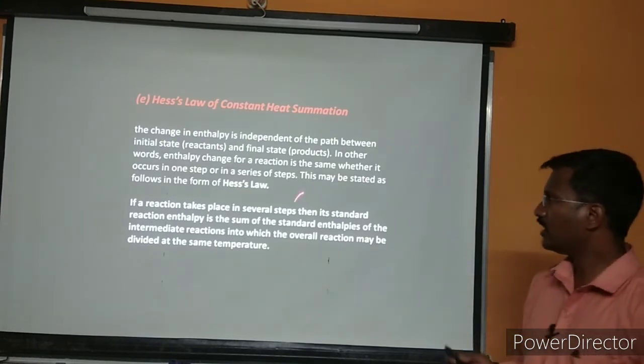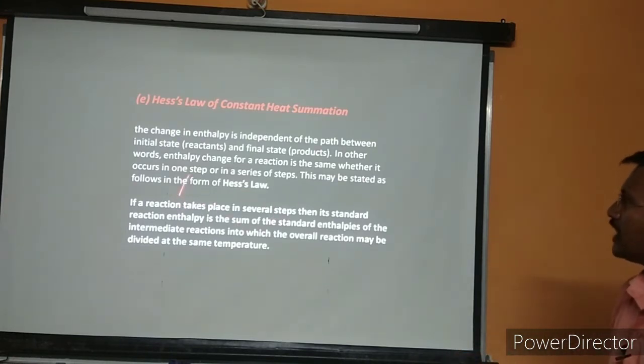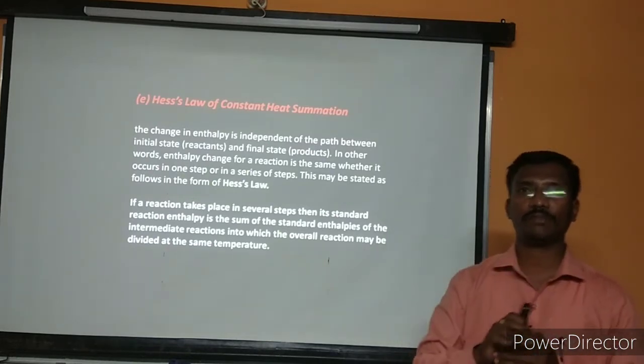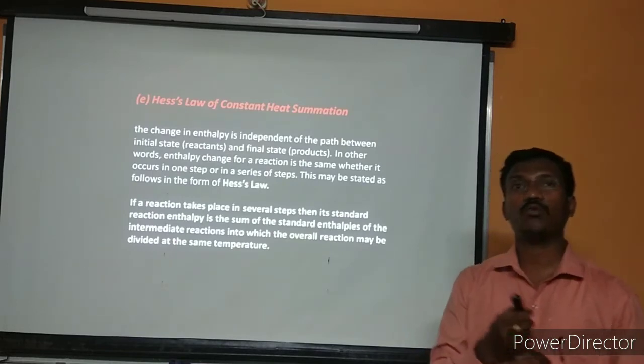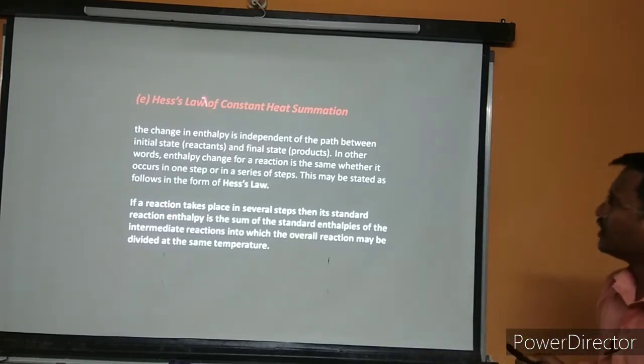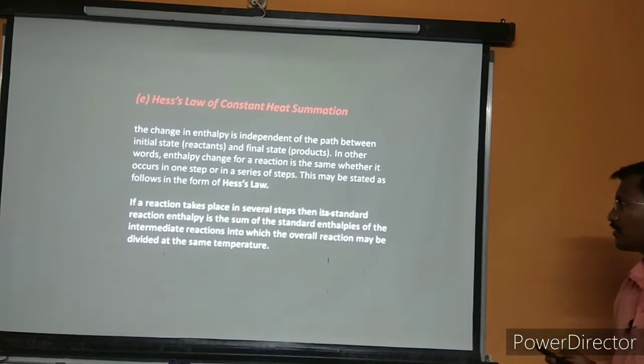So we are going to say that the reactant into the product may be taken by one method or by different methods, but the heat evolved should be the same. So Hess's law states that the reactant may go through several steps, but the standard reaction enthalpy is the sum of the standard enthalpies of the intermediate reactions.